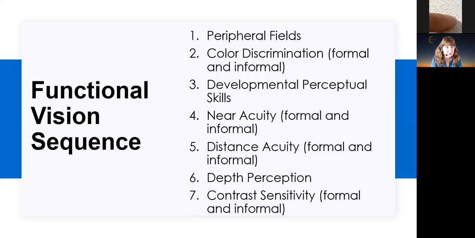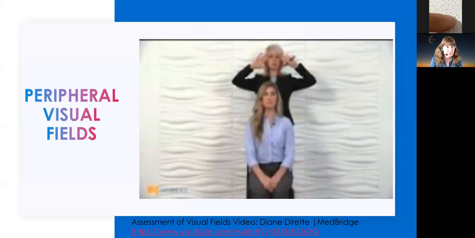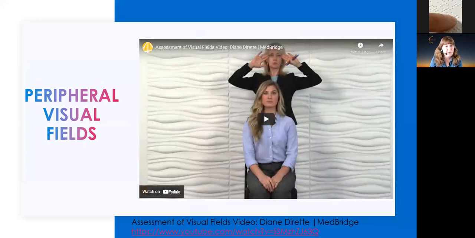vision assessment. The order I always like to do them in was: 1, peripheral fields; 2, color discrimination; 3, developmental perceptual skills; next, near acuities, both formal and informal; distance acuities, once again, both formal and informal; depth perception; and contrast sensitivity. We are going to dive into each of these areas. Starting with peripheral fields, we're going to watch a short video that gives a really good description on how you can go about assessing a student's peripheral fields.